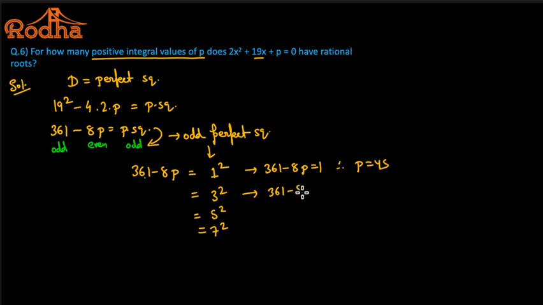Here also I can solve for p. 361 minus 8p is equal to 9, so 8p is equal to 352. So what is the value of p now? You can simply cancel it out. So how much will that be? 43? Correct, this is 43, I think? 40 into 8 is 320. Just a minute here. 352.